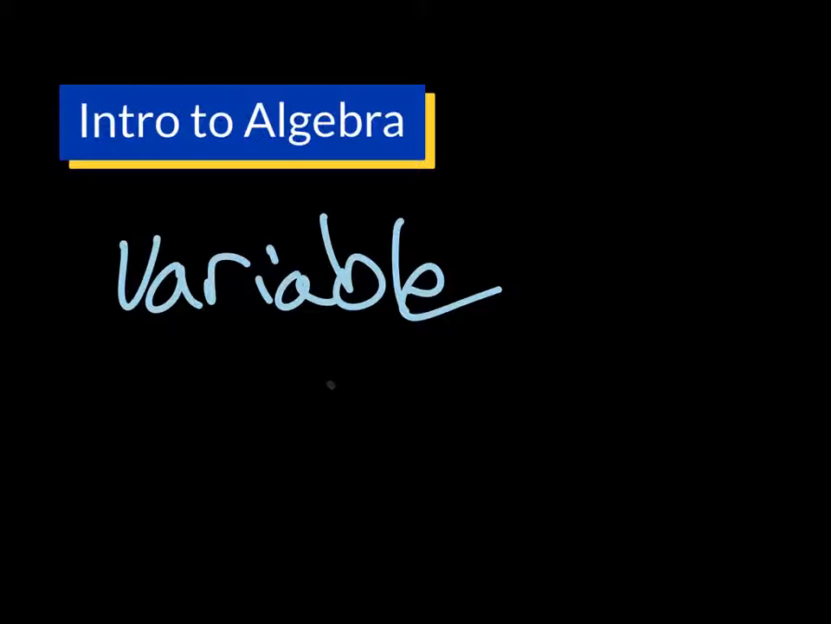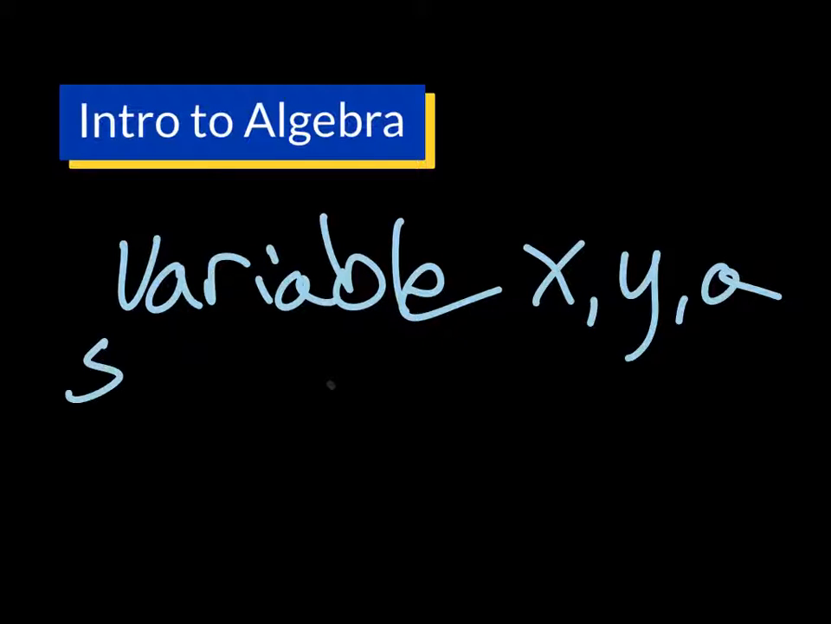Algebra just means that when we describe the world around us using math, there is a value that we don't know or that could change, called a variable. We usually hold the place of this unknown value using a letter like X or Y or A. You could think of a variable as meaning something.